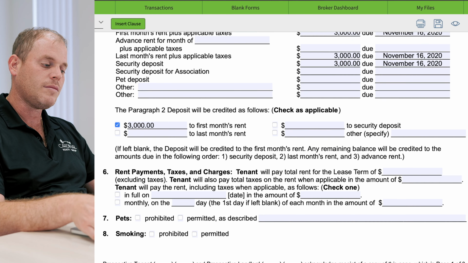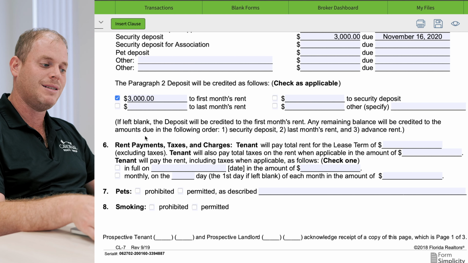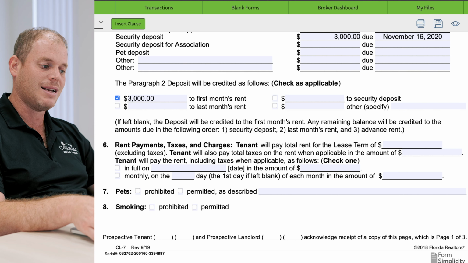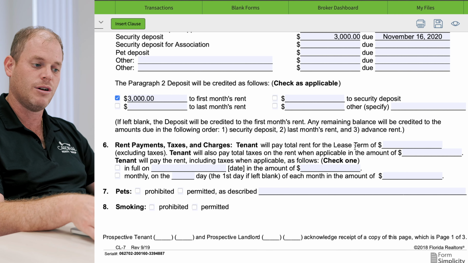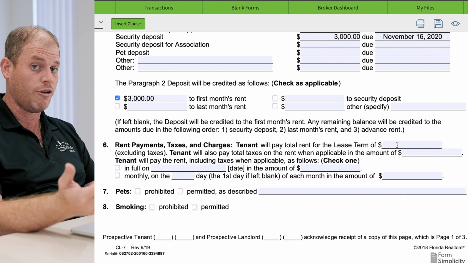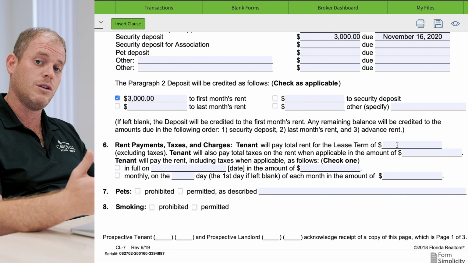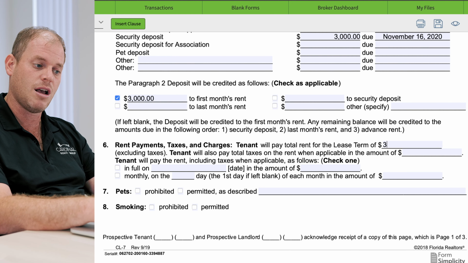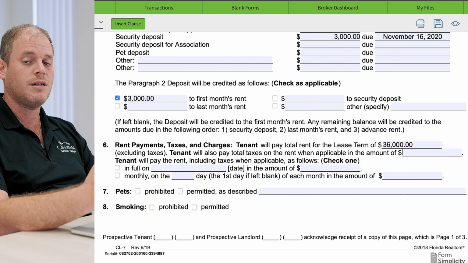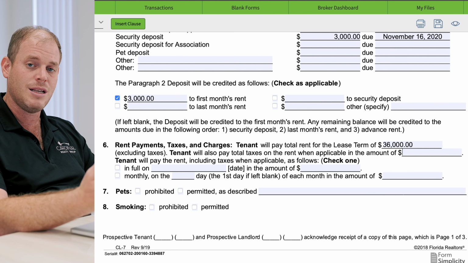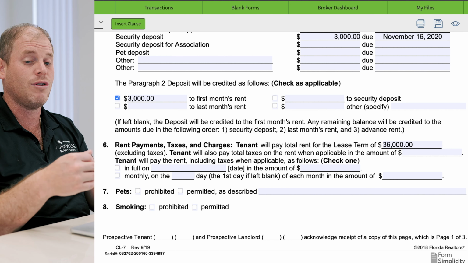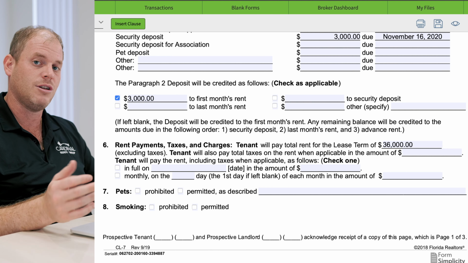Moving down, number 6, rent payments, taxes, charges, tenant. Rent payments, taxes, and charges, and then here it says tenant will pay total rent for the lease term of, right? So you're going to take that $3,000. So it's a 12-month term. It's $3,000 a month. So what is 3,000 times 12? $36,000. Okay, so it's going to be $36,000 for the entire lease term. The reason that the landlord is getting into this lease is for this $36,000. Actually, it's not really for the $3,000 a month. It's for the $36,000 in the year. If that makes sense to you at all, I hope it does.